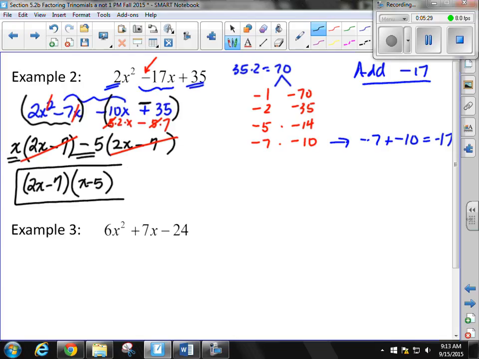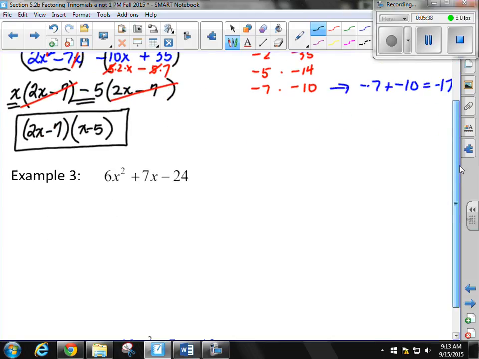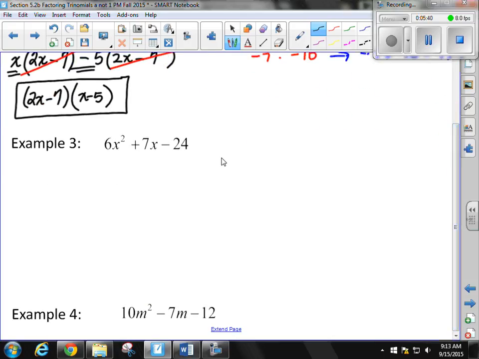It is completely factored when the only places where you have addition or subtraction signs are inside a set of parentheses. We're going to do the same thing here with example 3. We're going to factor by grouping. So first we multiply a times c, and I'm going to use my calculator for some of this.